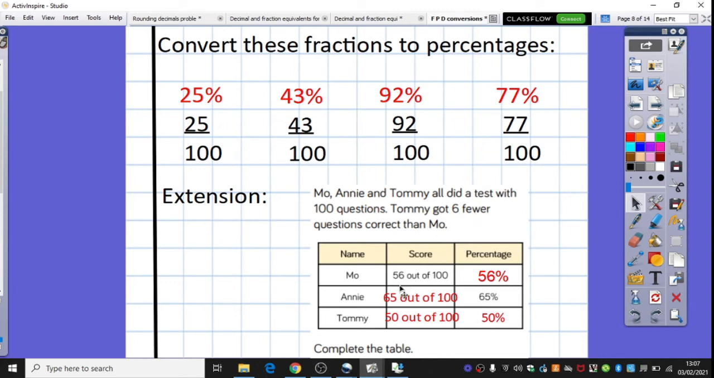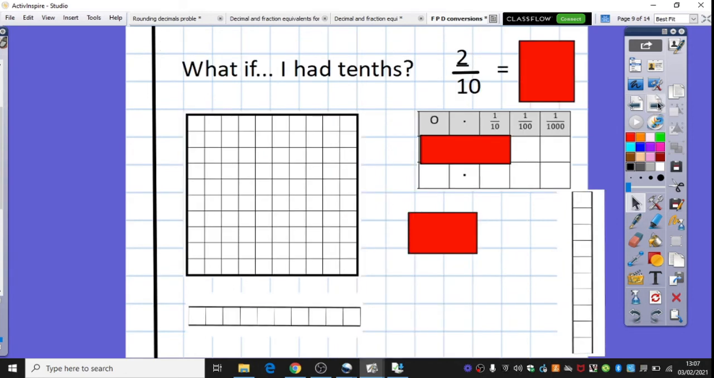he got 6 fewer questions correct, so he got 50 out of 100, which is 50%, so he actually got half marks. So another equivalent fraction there for 50% would be a half. So we're going to explore what happens if we're given a fraction in tenths. How do we turn that into a percentage?